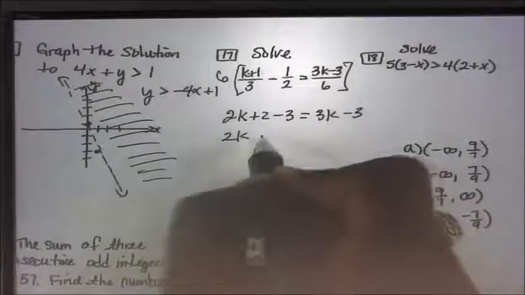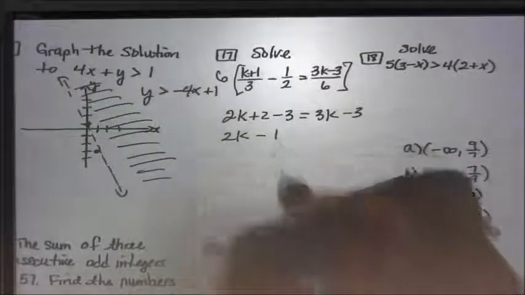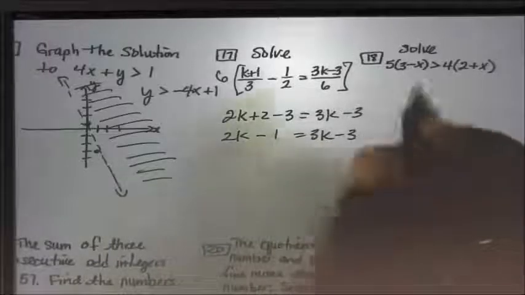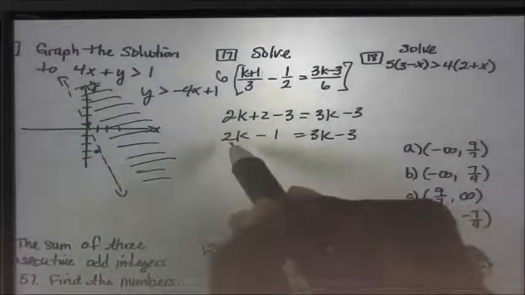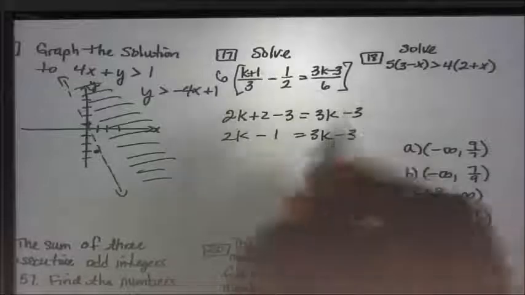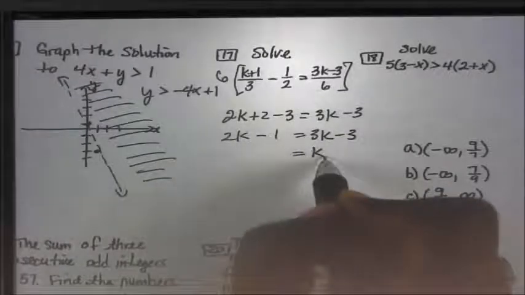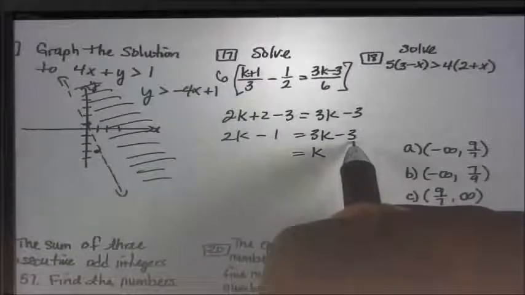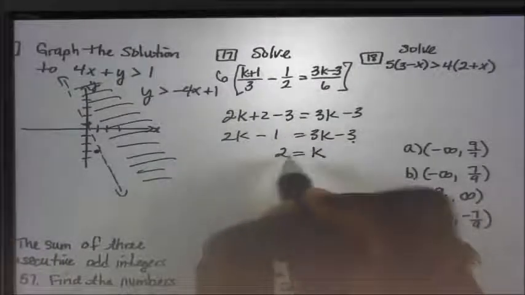So we get 2k minus 1, do we agree with that? Equals 3k minus 3. Can we go ahead and subtract the 2k? And that gives us just k. And then we have adding the 3 over, and 3 minus 1 gives us 2.